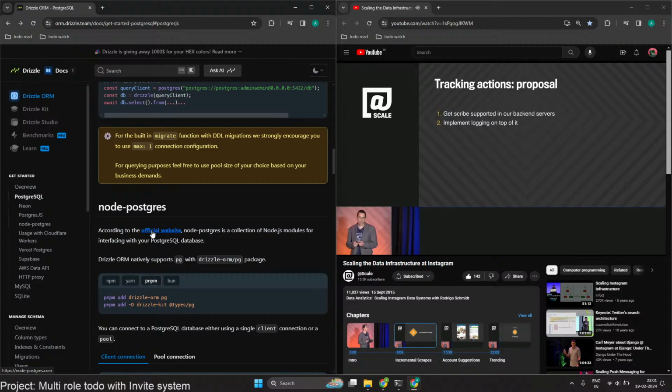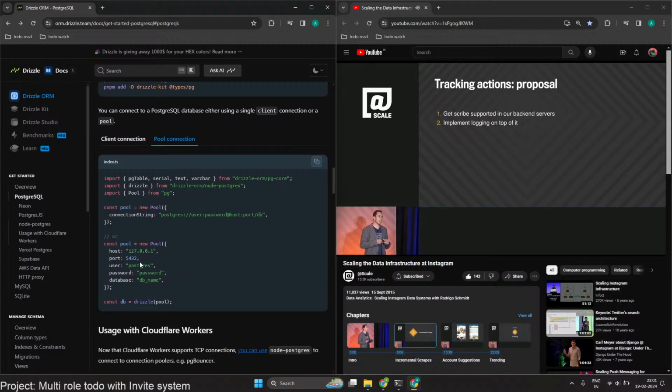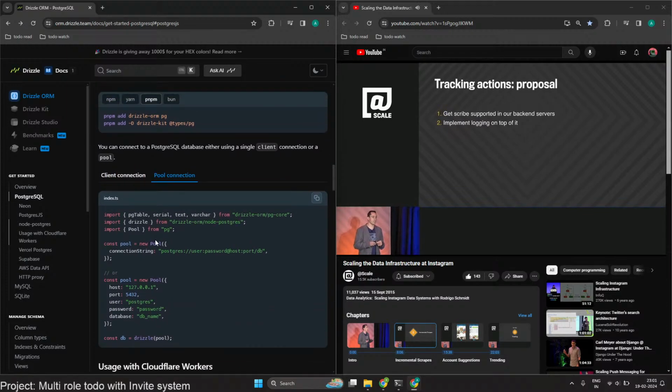That's when we switched it to something different. Our initial proposal was to just, again, get Scribe supported, something similar to the incremental scrapes. So get Scribe supported in our backend servers. And then every time you want to do an action, you just log that action using Scribe.